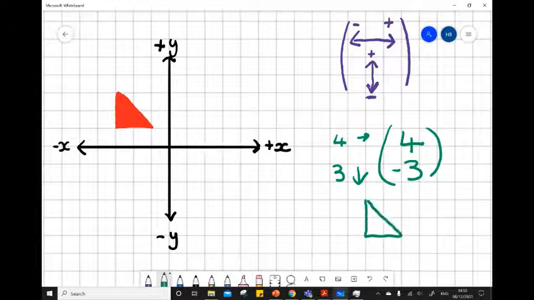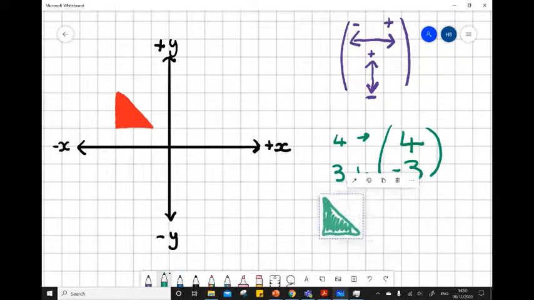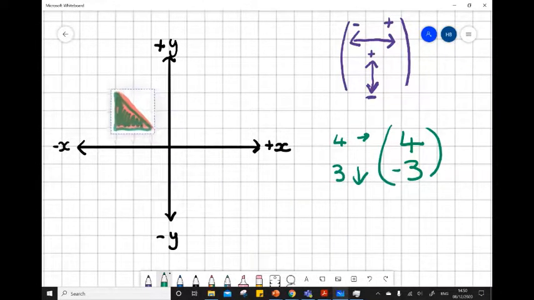So let's draw a quick triangle. So let's move this triangle. So we started on the red one. I'm going to move it to the right 4 times. 1, 2, 3, 4. And then I'm going to move it down 3 times. 1, 2, 3. So now I've successfully moved the green triangle. So starting from the red triangle, I've moved it right 4 times and then down 3 times.